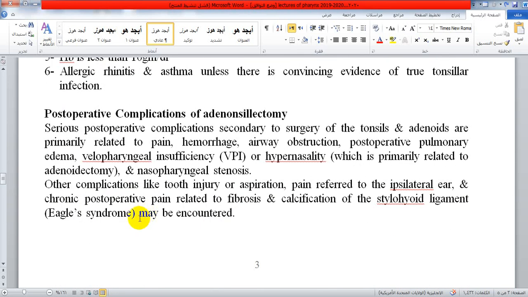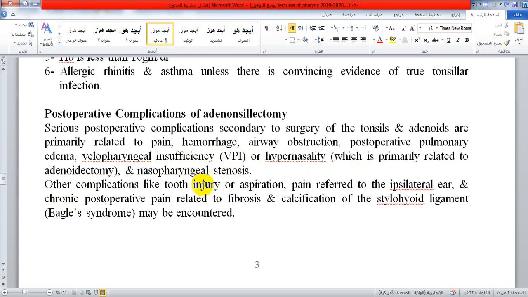Now we go to the post-operative complications of adenotonsillectomy. Here we speak generally about the adenoid and tonsillectomy surgery. Really, in most surgeries we do adenoidectomy and tonsillectomy in the same operation because the pathology is always affecting both together. Serious post-operative complications secondary to surgery of the tonsils and adenoids are primarily related to pain, hemorrhage, airway obstruction, post-operative pulmonary edema, velopharyngeal insufficiency (VPI), or hypernasality, which is primarily related to adenoidectomy, and nasopharyngeal stenosis.